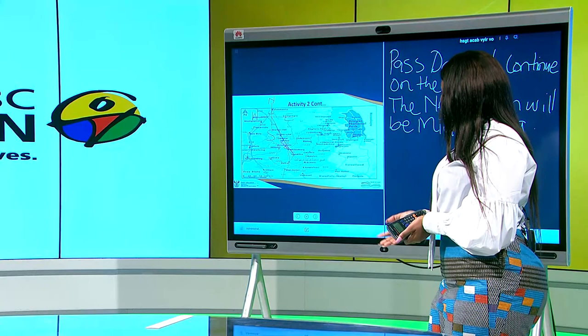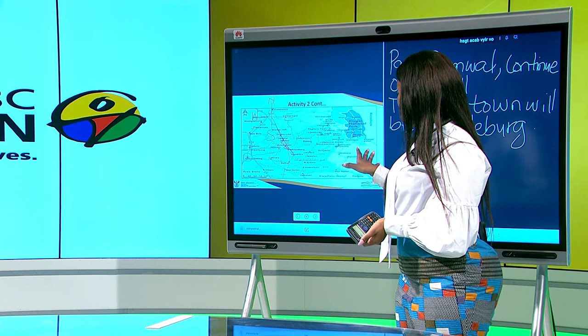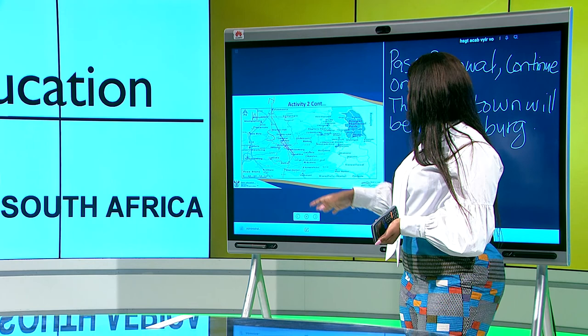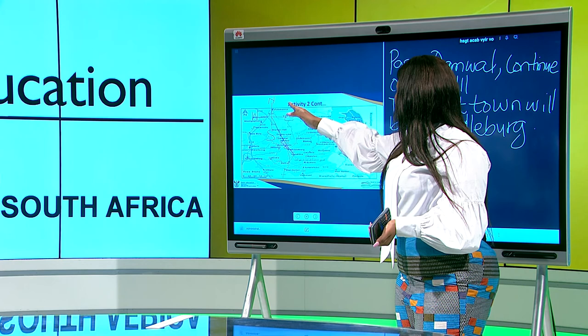And according to this map, there's actually no other route that can be used because remember the instruction was that we must mention the national roads. So there's no other route that this person can use where they can pass via the national road. So this is the shortest route that they can take. And then you get your 5 marks then.